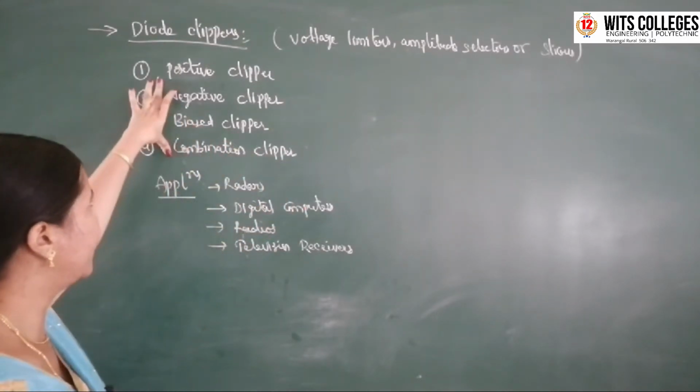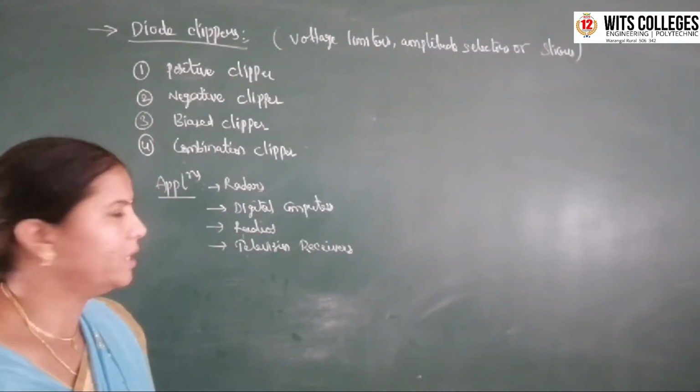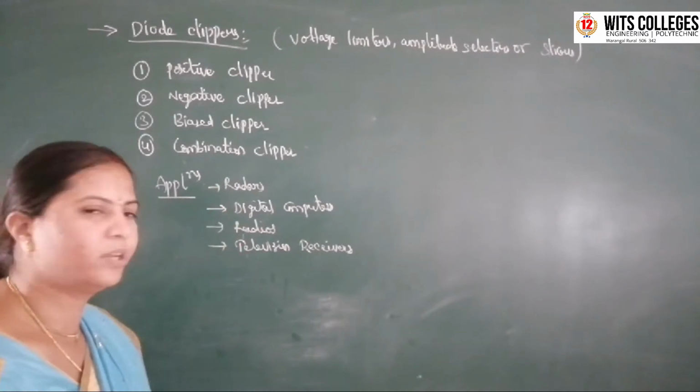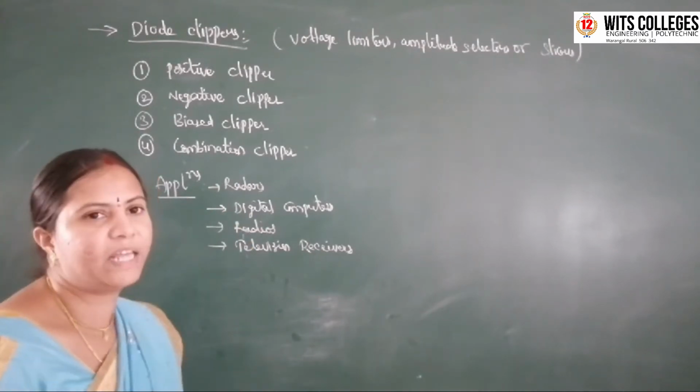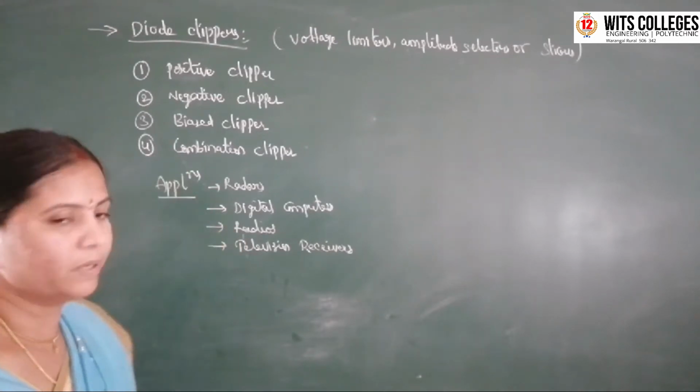Now these are the 4 categories of diode clippers, and we can use the diodes extensively in radars, digital computers, radios and television receivers. These are the applications of clippers.